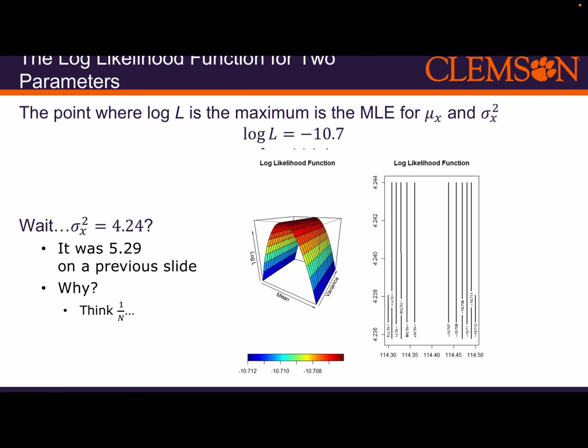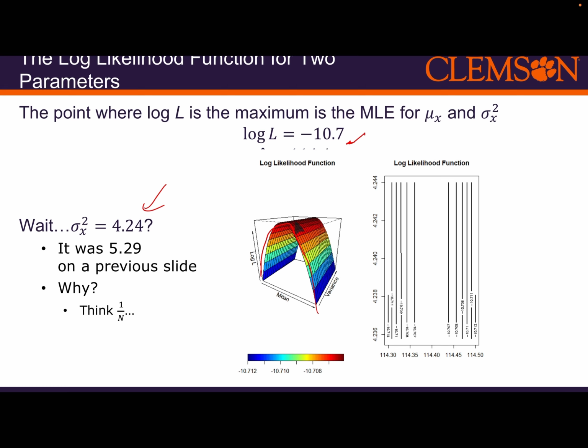So the maximum for mu and sigma turns out to be negative 10.7. You can't see it here, but the mean is still at 114.4. But sigma squared, this is really interesting. The estimate turned out to be 4.24. If you look at this surface plot, in the mean dimension, this is a nice curved line right here. But in the variance dimension, you can hardly see a curve. That's a very flat likelihood, and that reflects how hard it is to estimate the variance with only 5 observations.